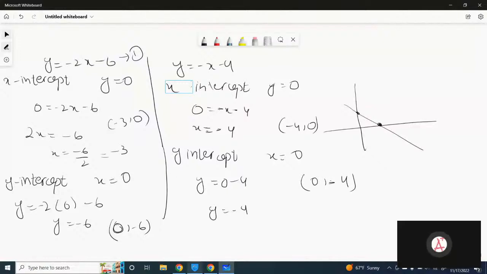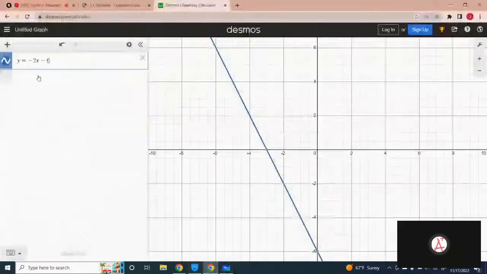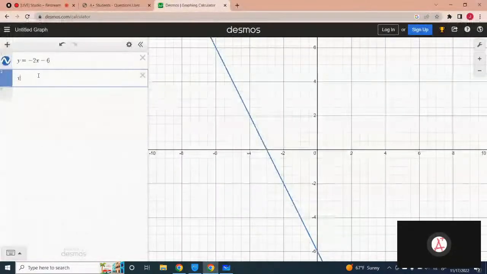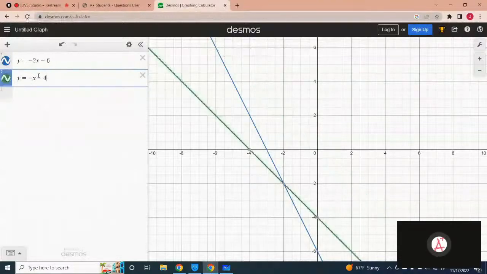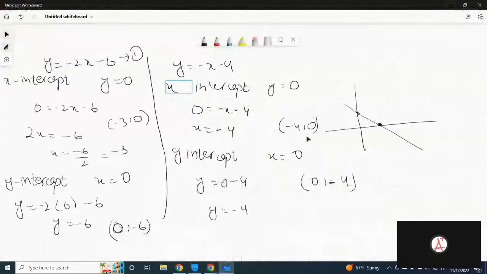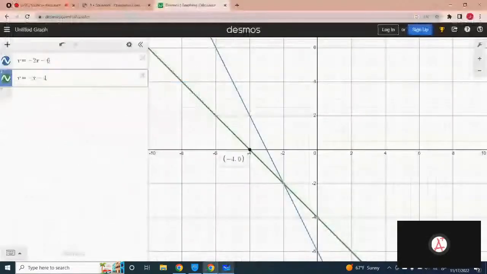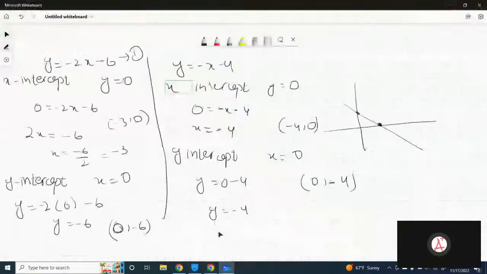Let me just plot this equation, y equals negative x minus 4. Okay, you just look at the points of intersection. Here you have negative 4 and 0. Got it? The other point is 0, negative 4. Here we have 0, negative 4. Got it? So now you have plotted all the 4 points on the graph.